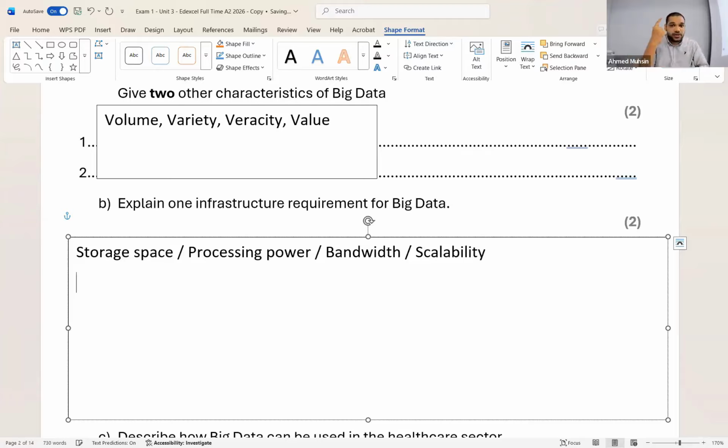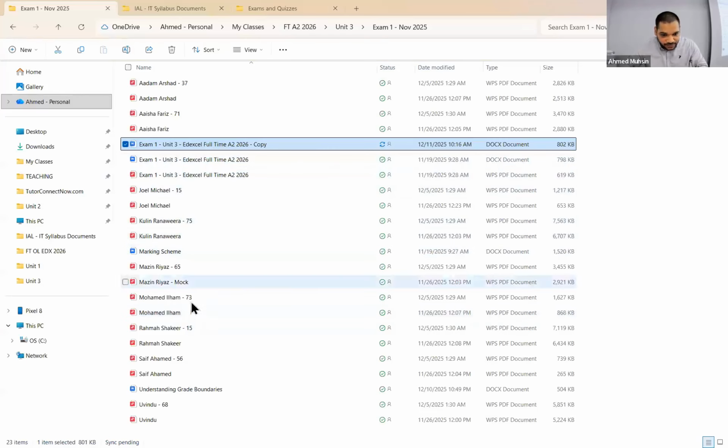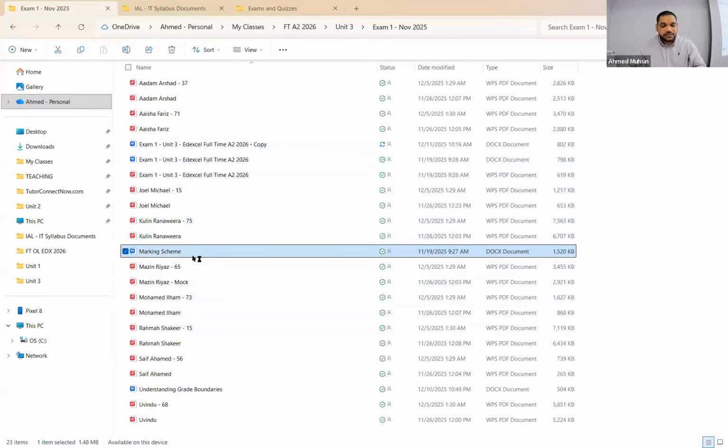Now, guys, I'm asking you to only explain one point. From this, which one shall I take? We'll take, for example, storage space. Okay, so everybody, how shall we write our answer? Can you all read how the examiner has written it rather than reading my answer? Where is it? The marking scheme is over here.